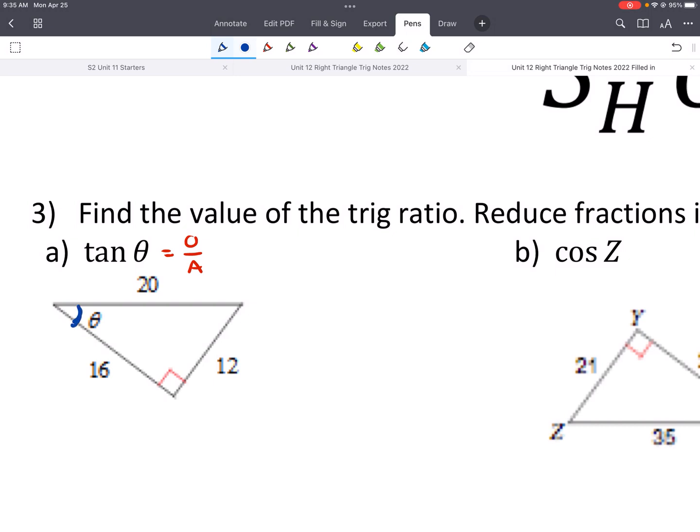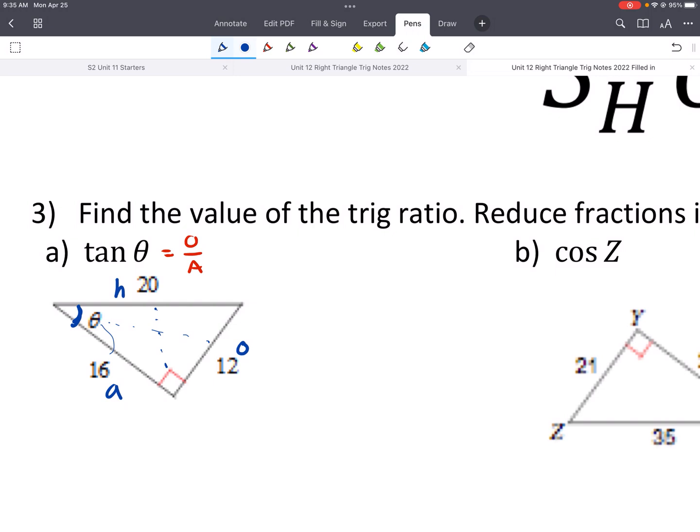So here's our reference angle. This is our hypotenuse, our opposite, and our adjacent. Again, hypotenuse is always across from the 90. Opposite is always opposite of that reference angle. And then adjacent's what's left, or what's next to that reference angle.